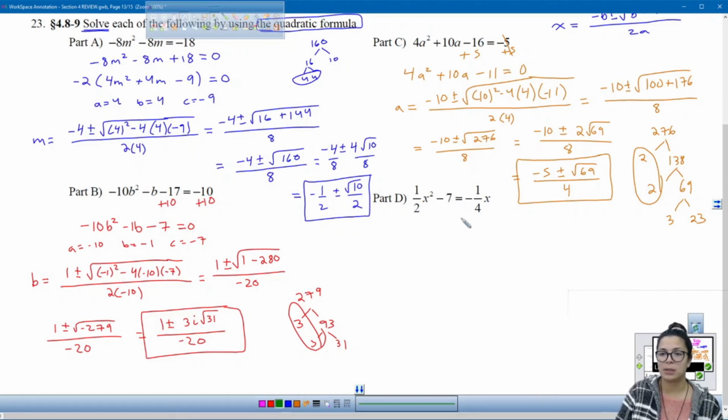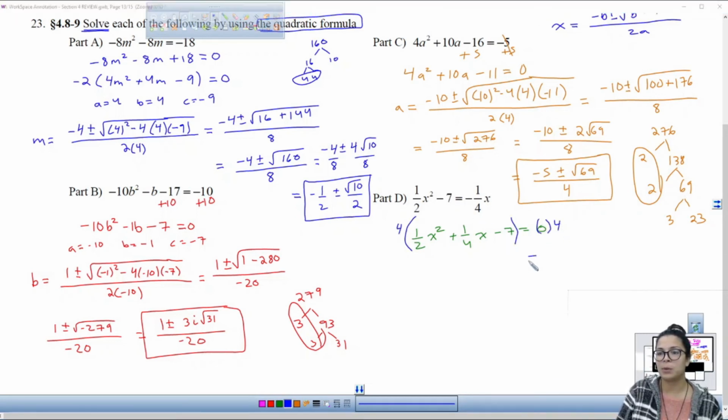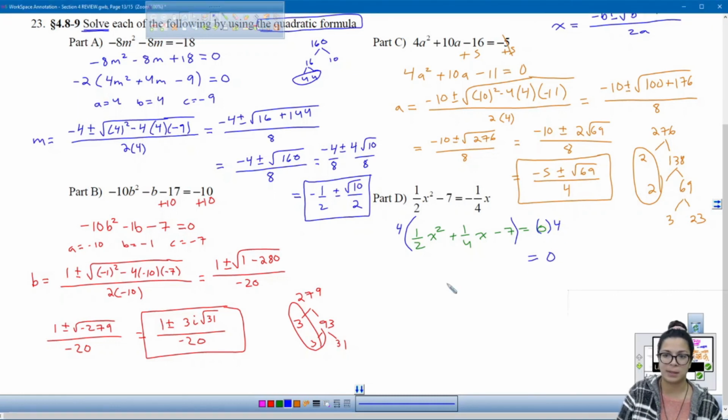Ooh, fractions. Well, let's go ahead and add 1/4 x to both sides. So I have 1/2 x squared plus 1/4 x minus 7 equals 0. And then we can get rid of these fractions by multiplying by the least common denominator, which would be, in this case, 4. So multiply 4 on both sides. 0 times 4 is just 0, so that's going to stay 0 on the right-hand side. 4 times 1/2 is 2, so this is 2x squared. 4 times 1/4 is 1, so this is 1x. And then 4 times negative 7 is negative 28.